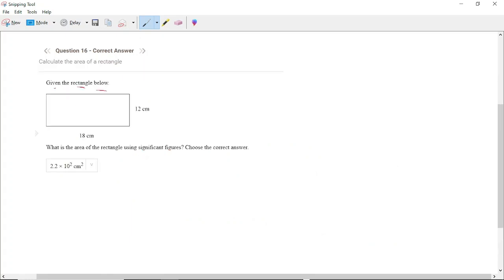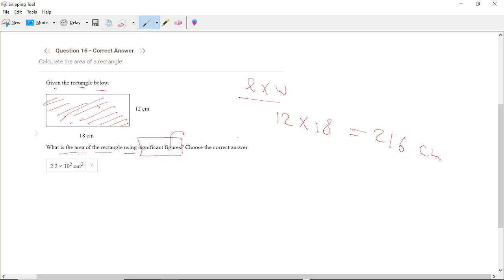Now, given the rectangle below, we need to know the area of the rectangle. The area of the rectangle is length multiplied by width. So it will be 12 multiplied by 18, which is equal to 216 centimeter. Now, what is the area of the rectangle using significant figures? Here, how many significant figures in this number? It's 2. And this number also 2. So that means we have to get the result to 2 significant figures.